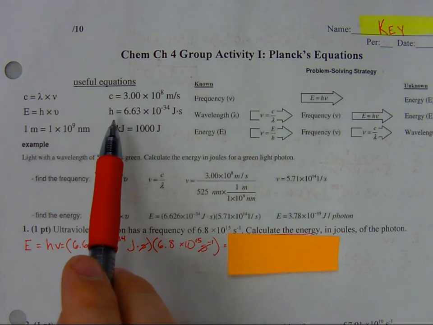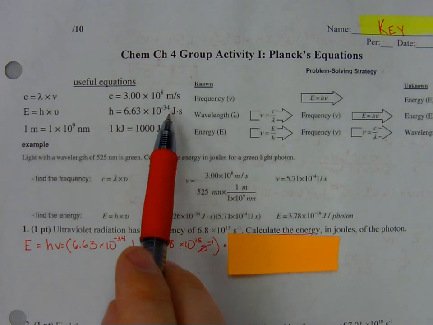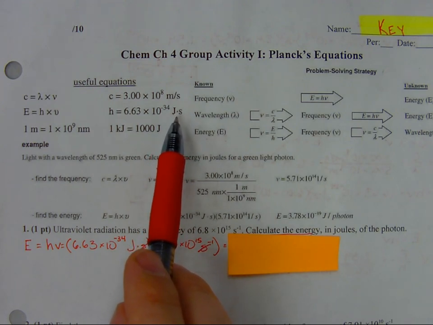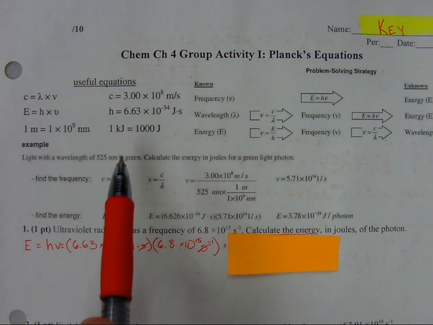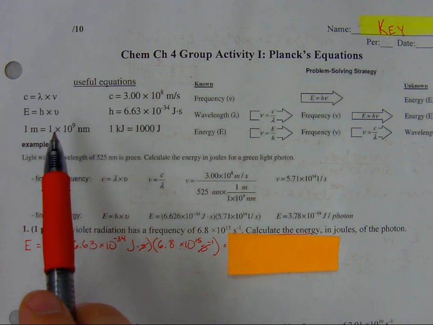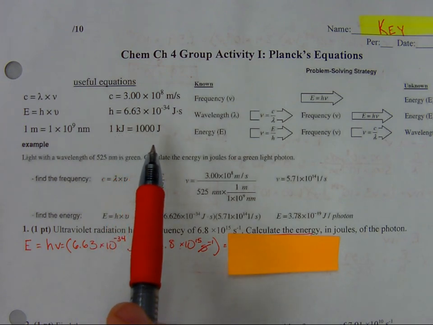H might be Planck's constant, which again is this very, very small number with this unit that we almost never use in general chemistry. It's pretty common in AP chemistry, but the joules seconds, right? Joules times seconds. But then we have things that we have seen before, right? Converting meters to nanometers and then kilojoules into joules.